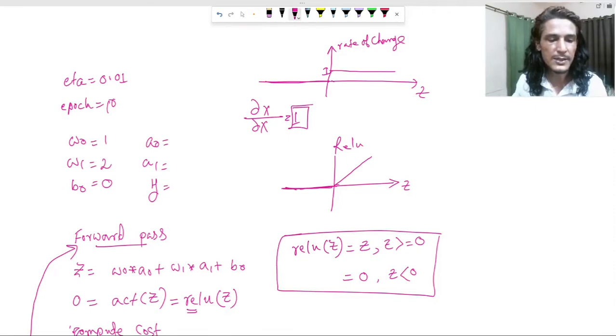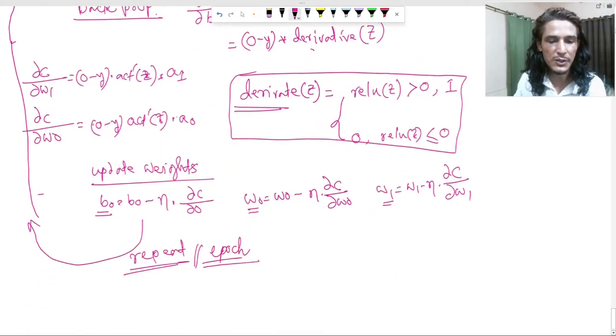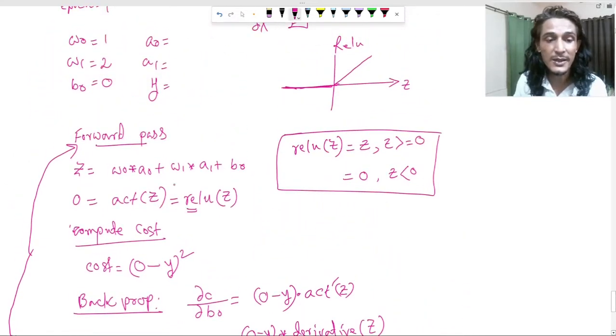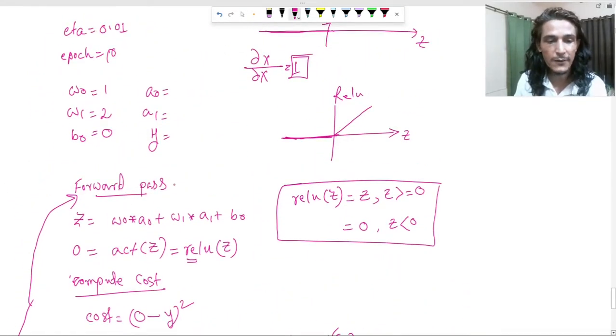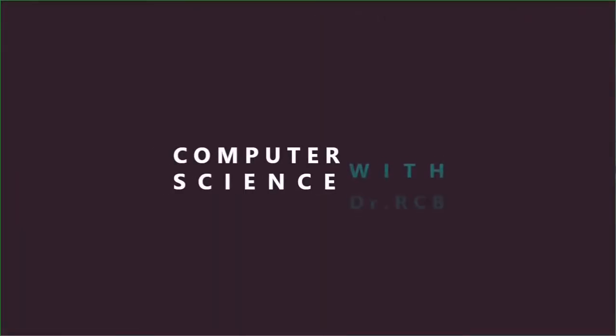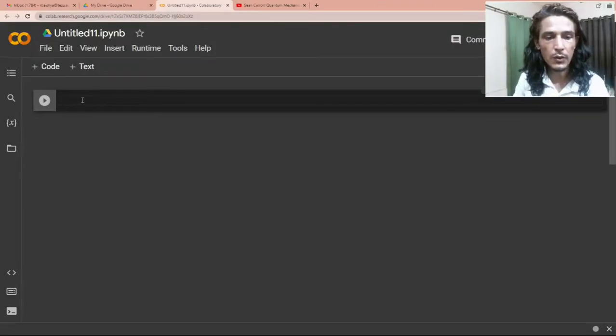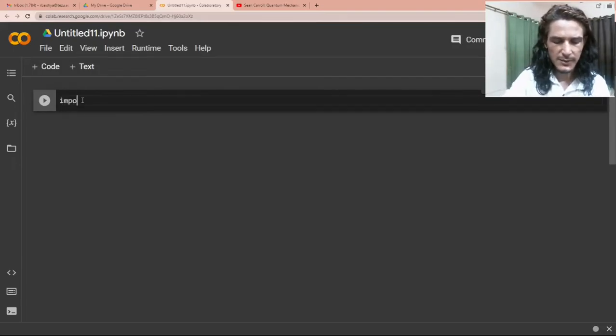Okay, so that's all. Now I have shown you that we can actually write the code for all these things. So let's write the code and see the output. Okay, we are in Google Colab, and now we are ready to write the code. Let's begin. I'll import numpy, because at some point I might use it. So numpy as np, done.